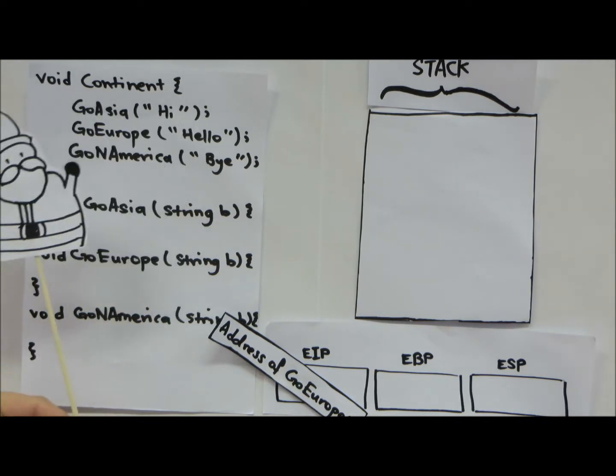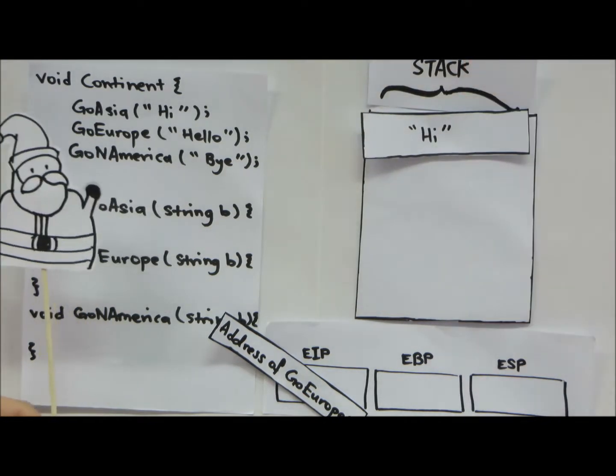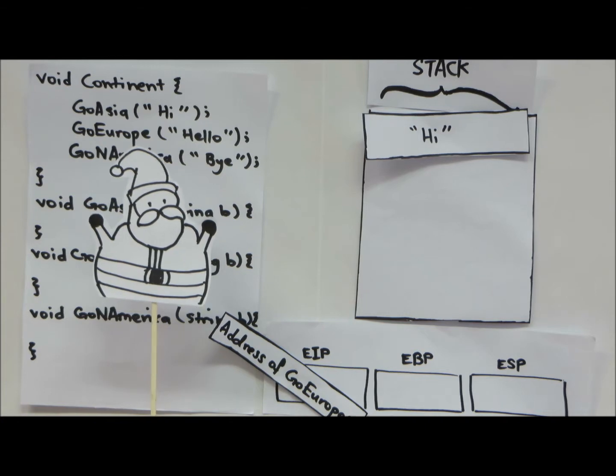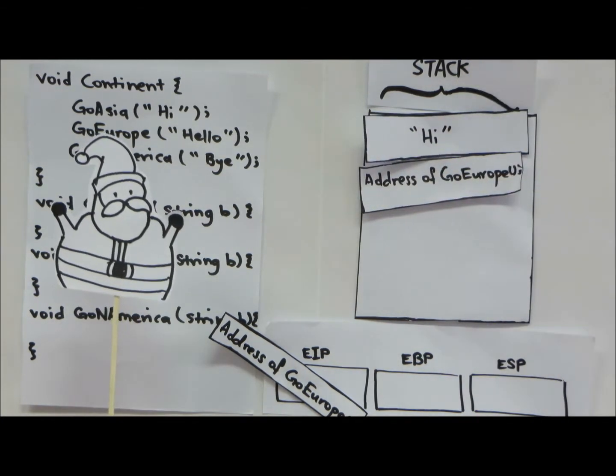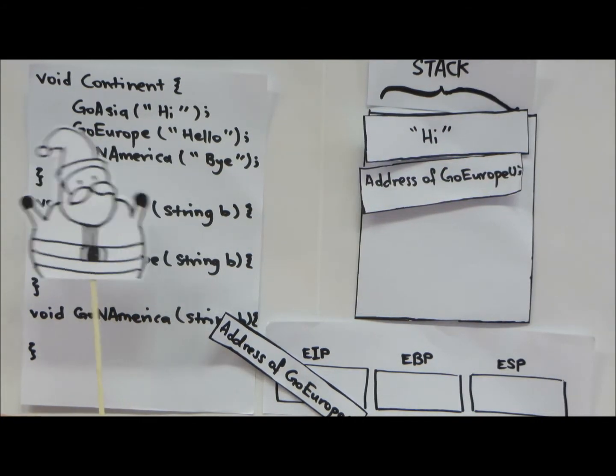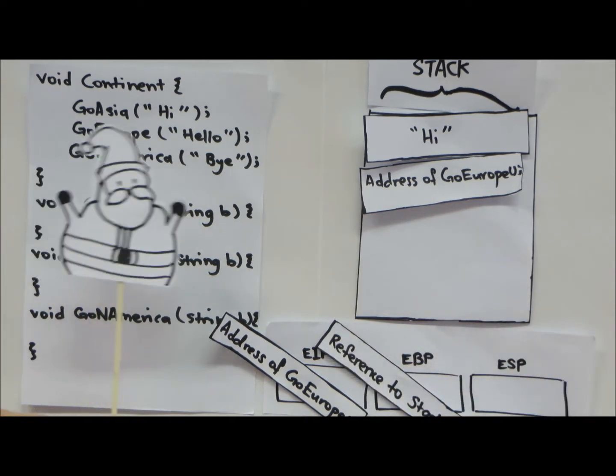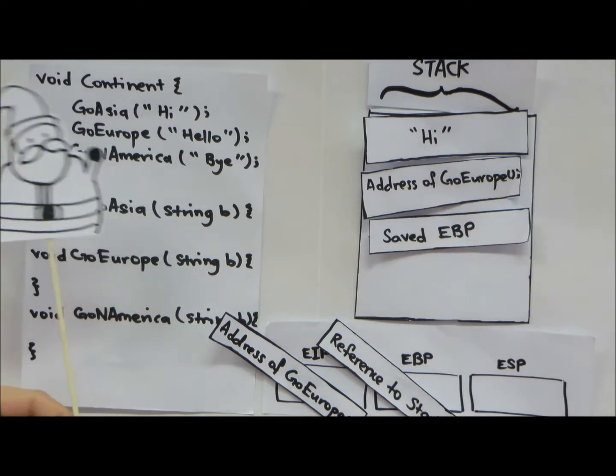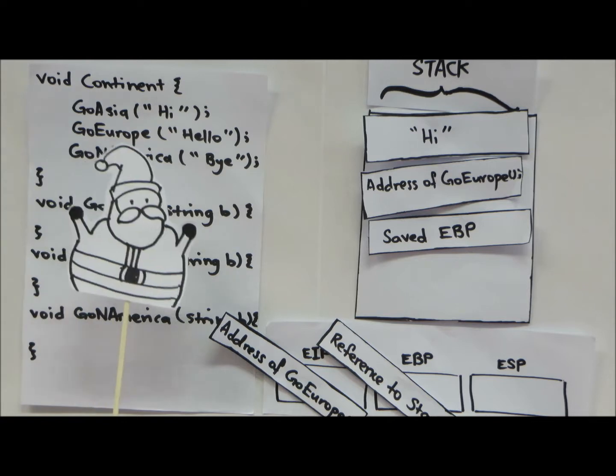First, the argument high is pushed onto the stack, followed by the EIP. Then the EBP, which represents the reference to the stack, is pushed onto the stack. Lastly, the buffer for the variables is made.